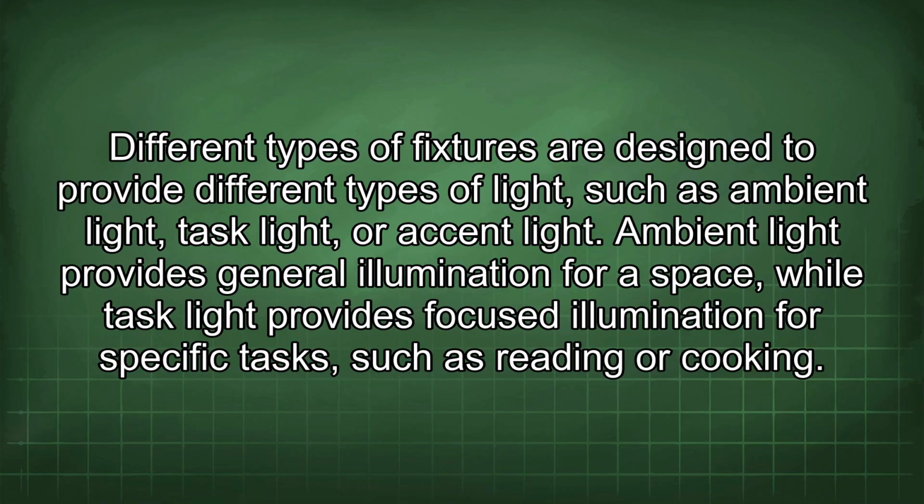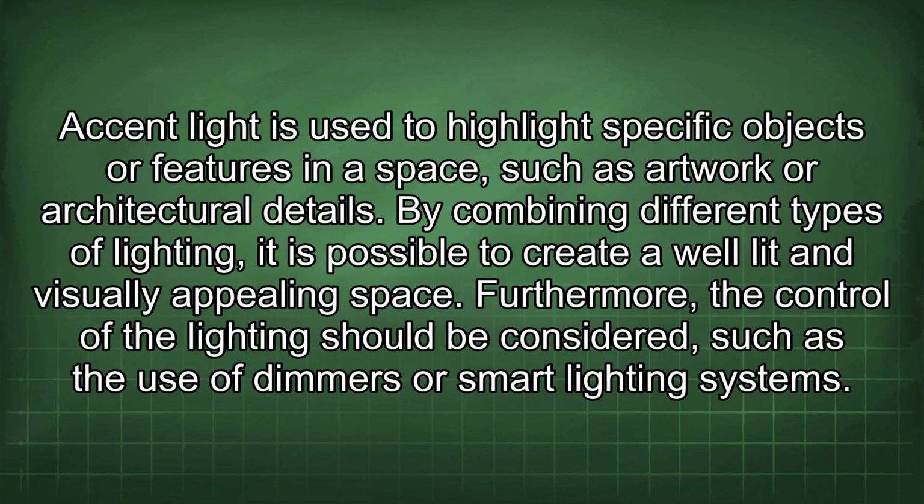Ambient light provides general illumination for a space, while task light provides focused illumination for specific tasks, such as reading or cooking. Accent light is used to highlight specific objects or features in a space, such as artwork or architectural details. By combining different types of lighting, it is possible to create a well-lit and visually appealing space. Furthermore, the control of the lighting should be considered, such as the use of dimmers or smart lighting systems.